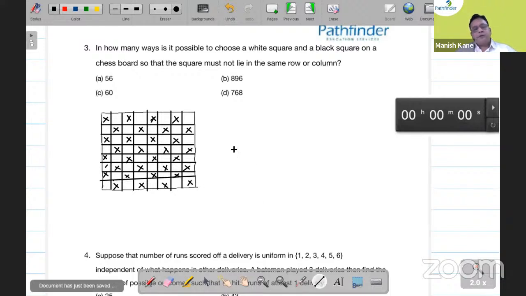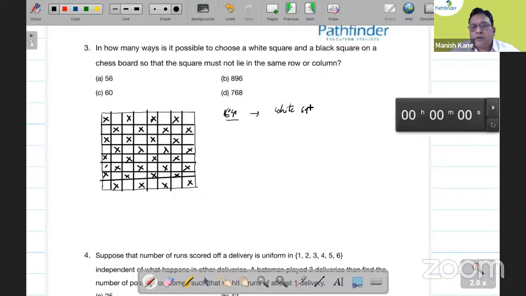All right. When you see that there are 64 squares, the first thing you need to know is you have to select any one square, right? Let's say we select the white square first. In how many ways can you choose a white square? Obviously, there are 32 white squares. You can choose any one of them in 32C1 or 32 ways. Now, suppose the white square chosen is shaded red, right?